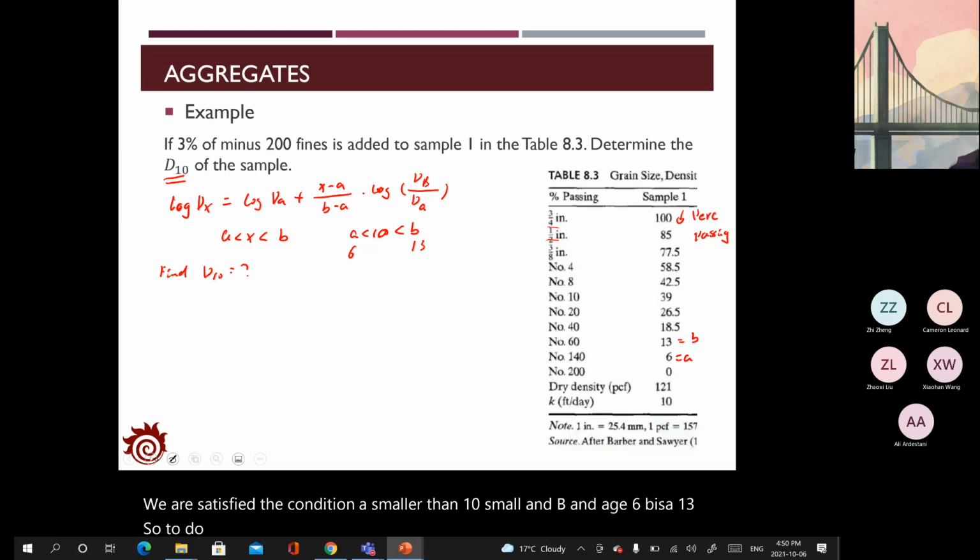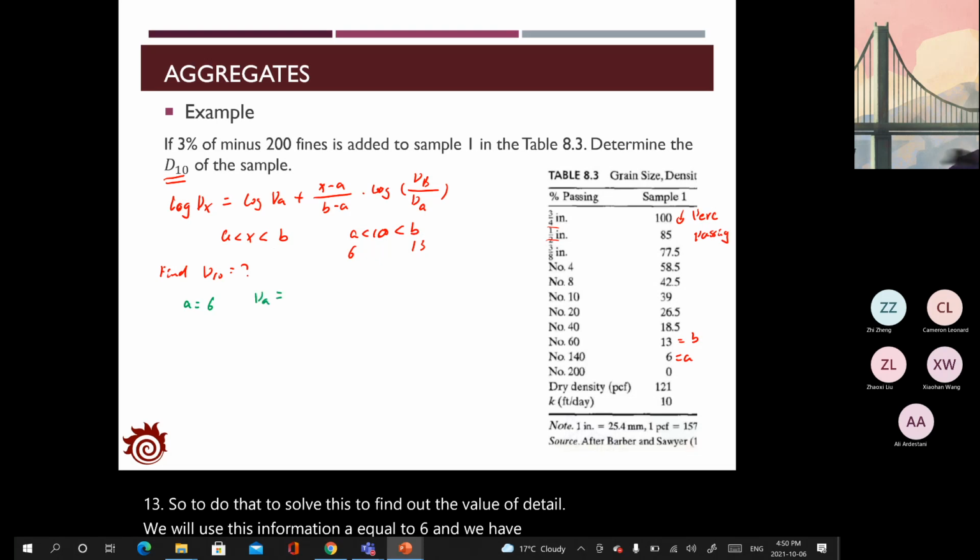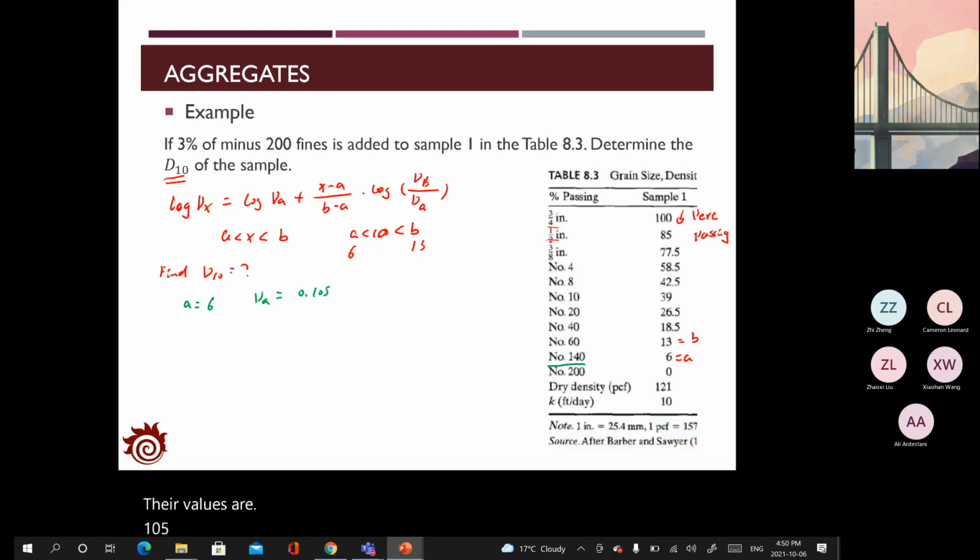To solve for the value of D10, we will use this information: A equals 6, and we have DA. DA is the grain size for number 140 sieve, and that value is 0.105 millimeters. And B equals 13, and dB is the number 60 sieve, and for that one the size is 0.25. Then we can use this formula to find the value of D10.